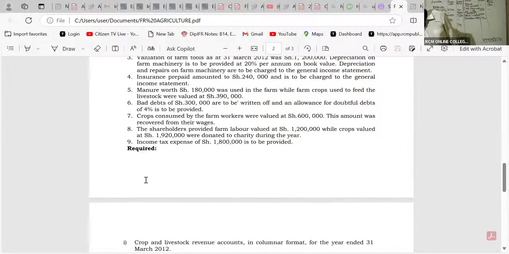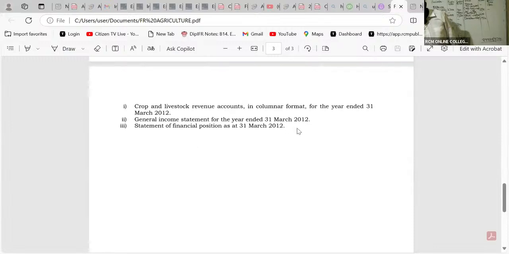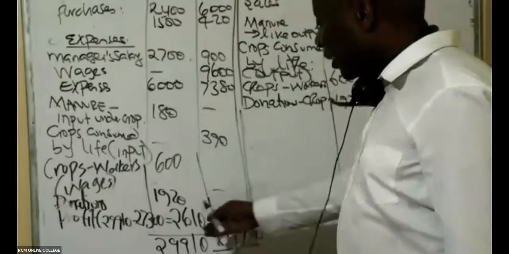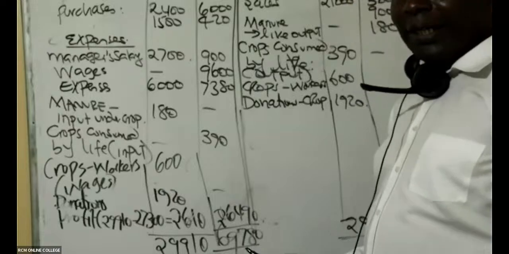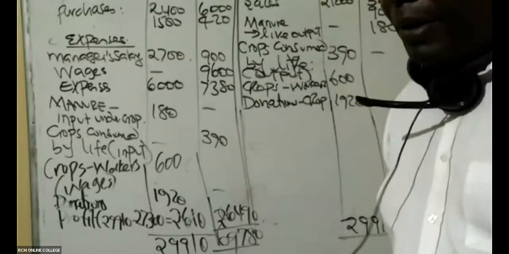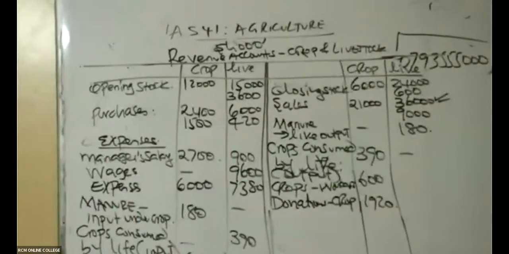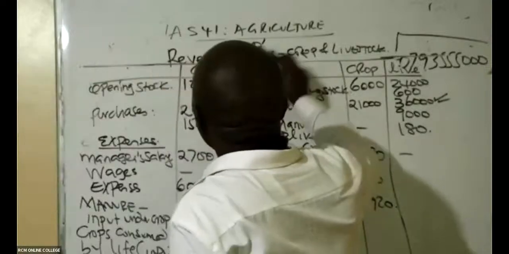So part 2 of this question, now they want us to give them the general income statement for the year ended 31st March 2012. Please mark these 2 figures, they are very, very important. These are the revenues coming from each biological asset. Now I'm doing the income statement.